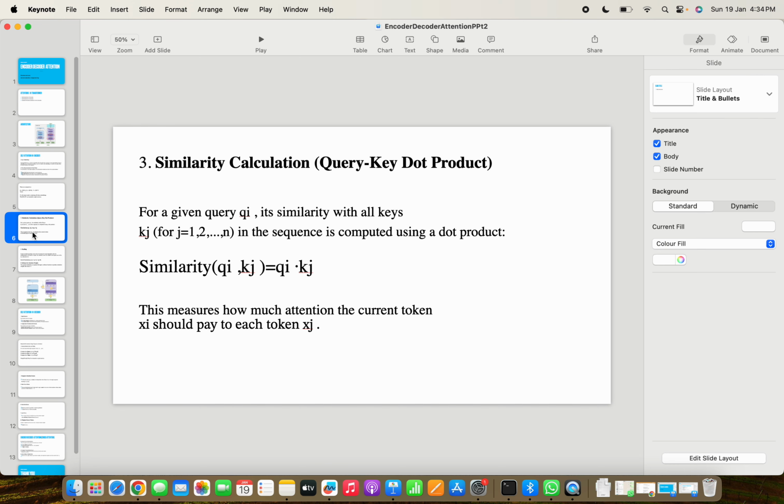Now, how are we going to calculate the similarity? I have already explained that in one of my videos: the query-key dot product. That concept applies here with each individual matrix, and the similarity is calculated as the dot product of query qi and key kj.